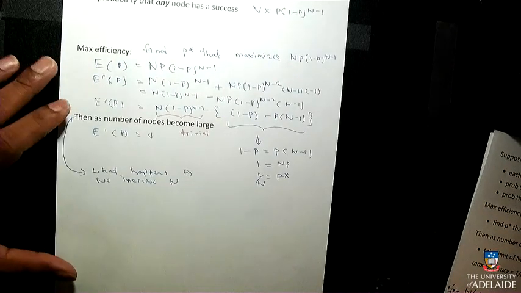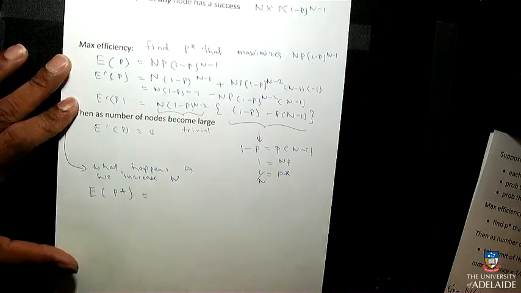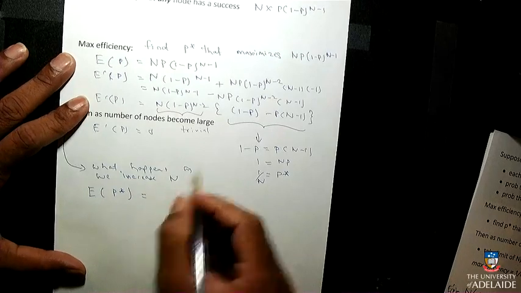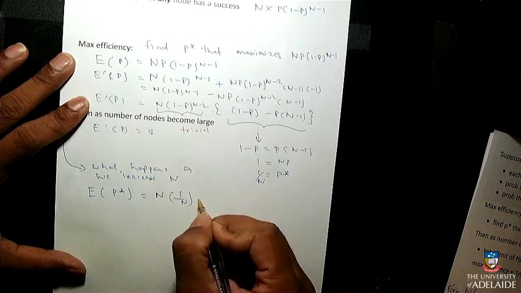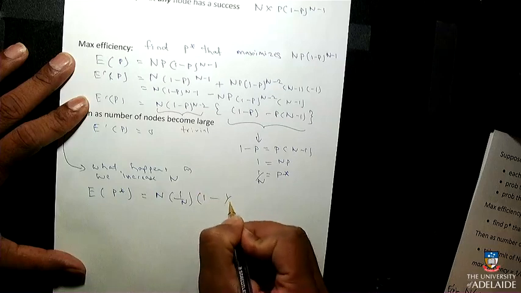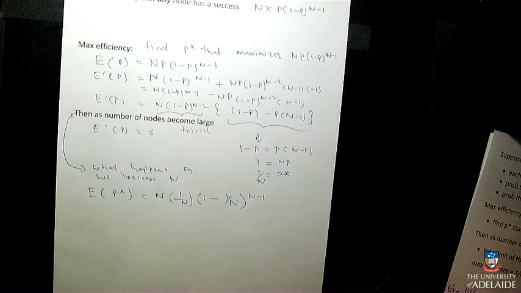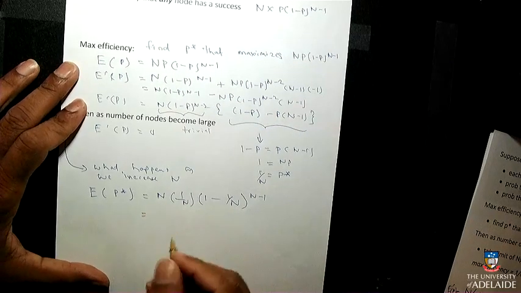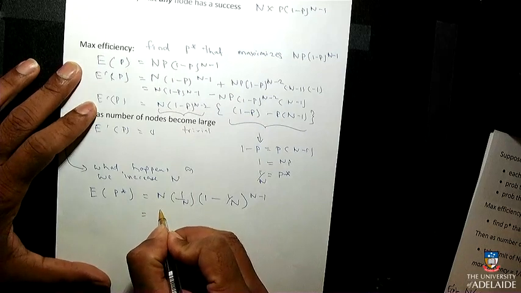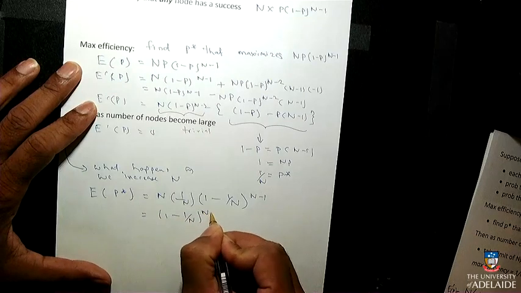So we know that this probability is now equal to n into 1 over n into (1 - 1/n)^(n-1), right? So we can just substitute this probability back in to calculate the peak, the highest maximum success. And this ends up being (1 - 1/n)^(n-1).